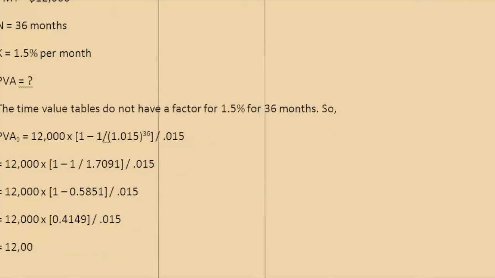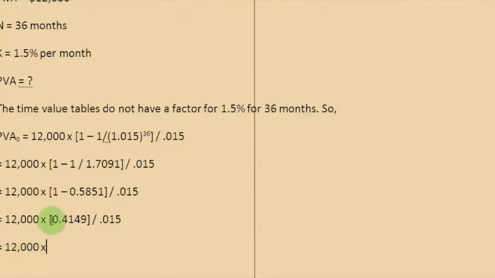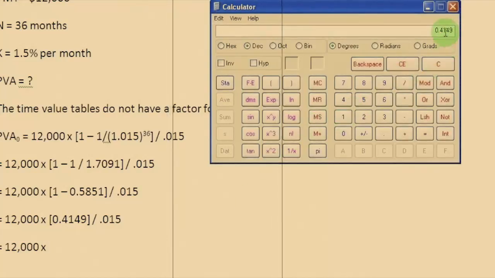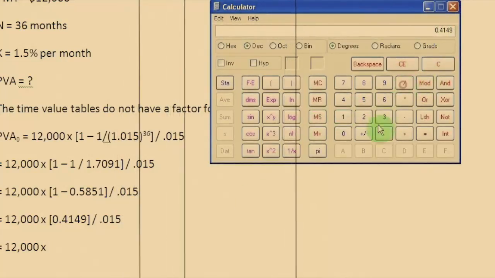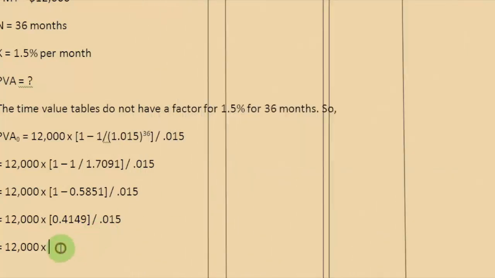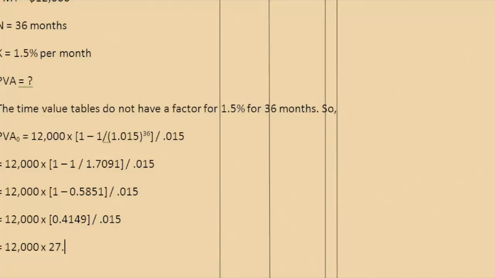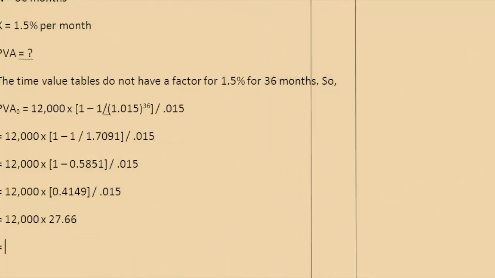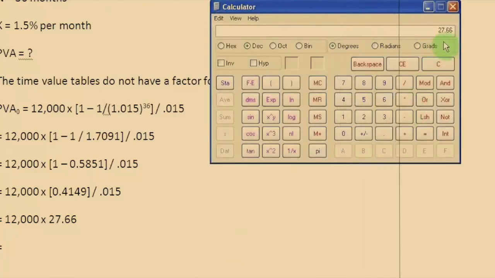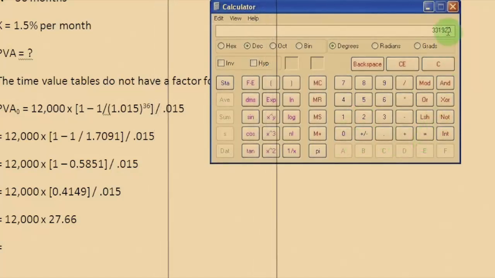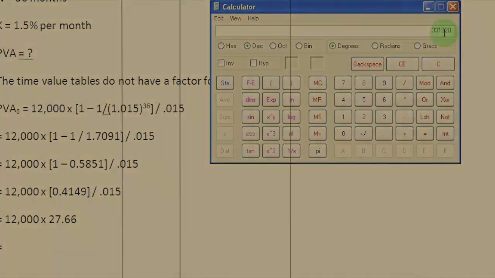12,000 times the division between these two items. So let us divide them and write the result here. 0.4149 divided by 0.015, and that gives me 27.66. So let me write that here, 27.66, and then it is simply a product between 12,000 and 27.66. So I multiply this 27.66 with 12,000, and this is what I get, $331,920.